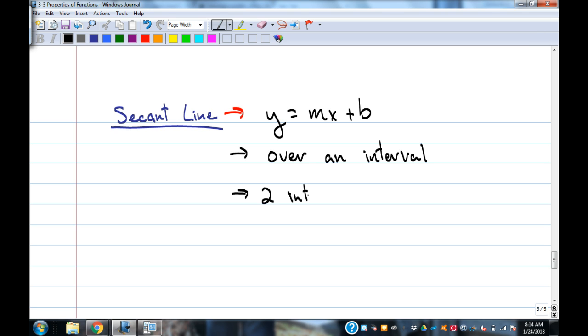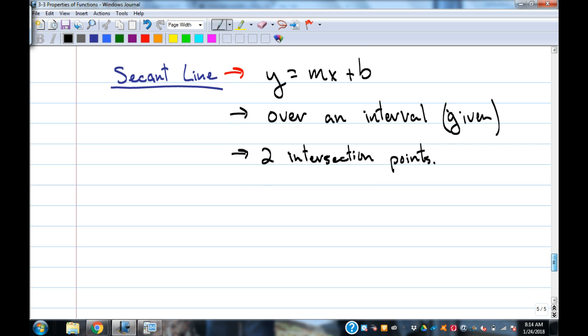Two intersection points. Secant lines have two intersection points. They're happening over an interval that you're going to be given. So that is going to be a given thing, and then you're going to find that equation in slope-intercept form.